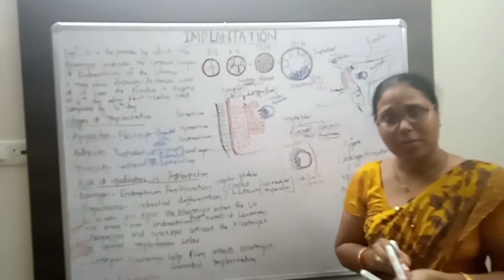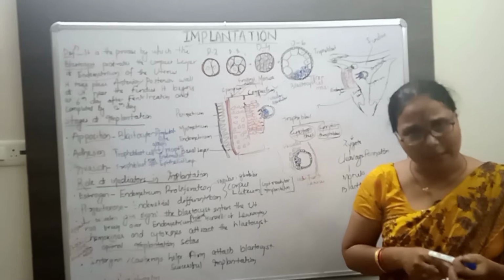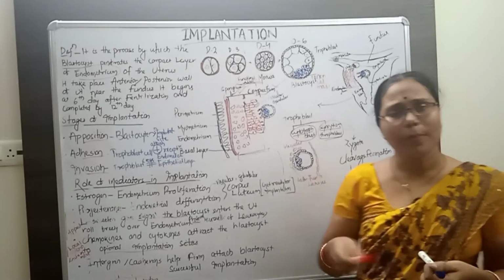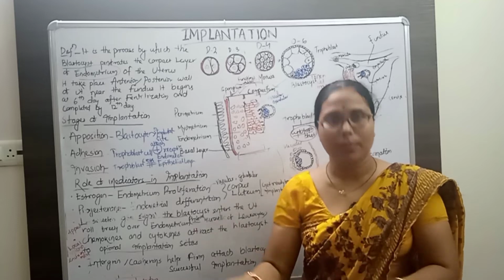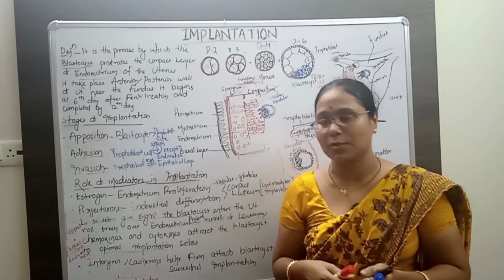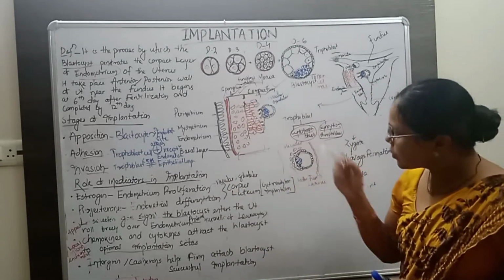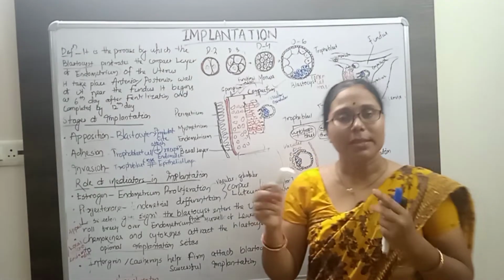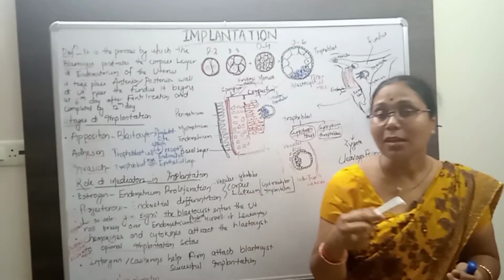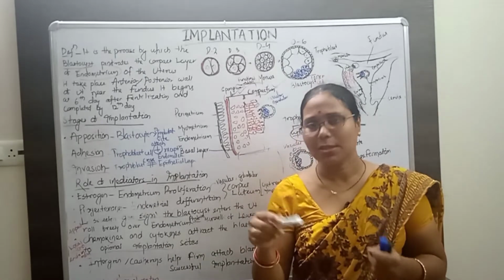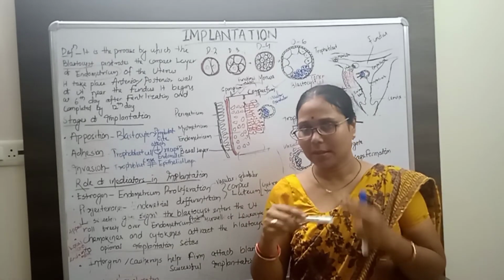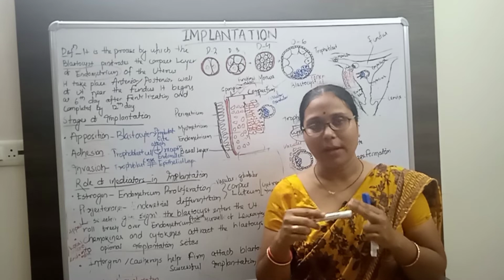To carry out this implantation process, lots of hormones and some protein molecules help to trigger the process of implantation. So what are they? The estrogen and the progesterone, these are the two hormones that are secreted from the corpus luteum. So the corpus luteum helps in secretion of progesterone and estrogen. These are the essential hormones that are required in pregnancy.